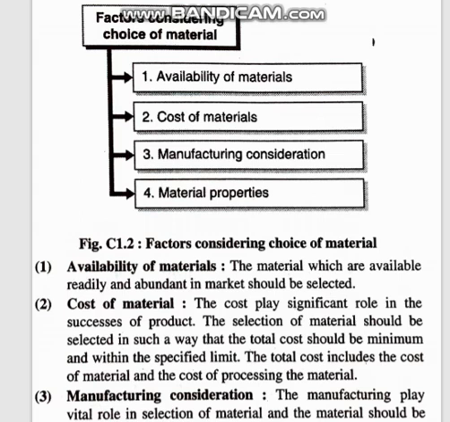Dear students, moving on to the next topic, let us discuss the factors that we have to consider for choosing material for a machine component when we are designing. Here, four factors are listed. When we have to select a material, the first thing that comes to our mind is not cost. First, it should be available in the market near us.